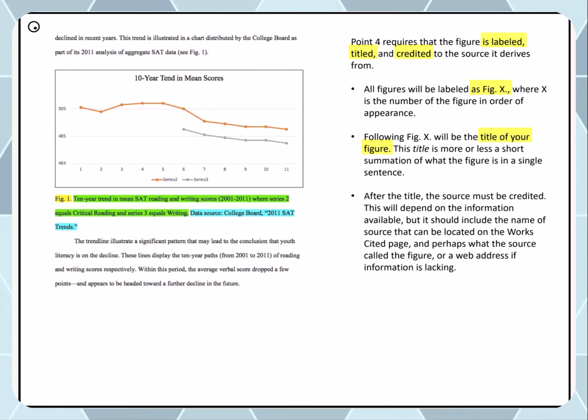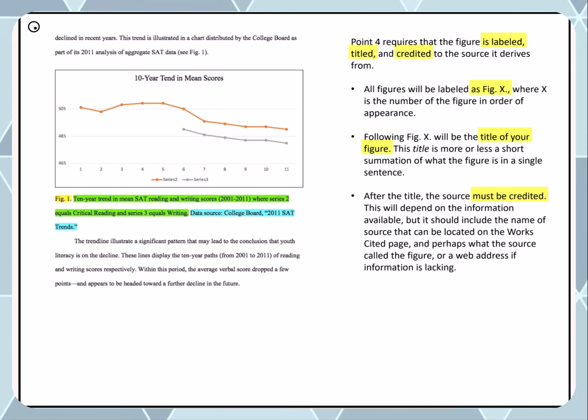Okay, and then after the title, the source has to be credited. There really are no particular guidelines for this. It just says it should be from the organization or the person that it's from. So it should kind of be a no-brainer. But the main thing is it should point your reader in the direction of how it's going to be cited in the works cited page. Because this is an organization, College Board, we could have left it College Board, but I chose to put in, to be more specific, 2011 SAT trends, right?